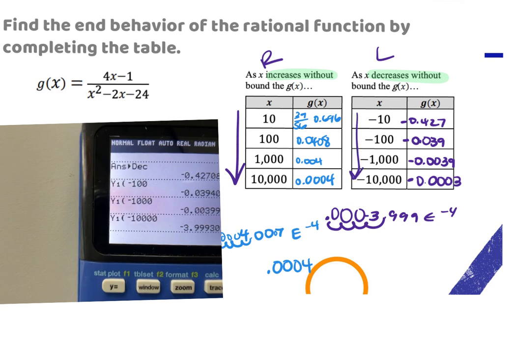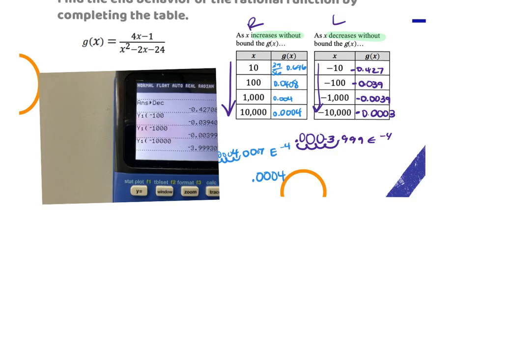Okay, so what's happening? Let's talk about the right hand side first. What's happening to these values? Getting bigger, getting smaller? They're getting smaller, they're getting closer and closer to what? 0. So the limit as x goes to positive infinity, g of x this time equals 0.